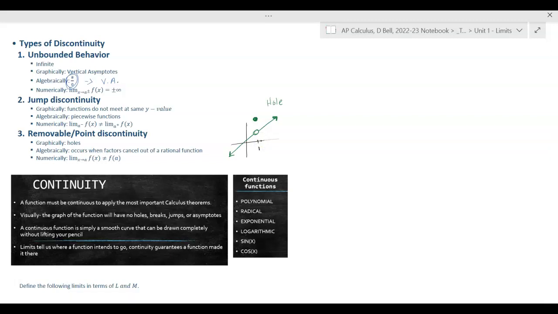Algebraically, it occurs when factors cancel out of a rational function. So, for example, if we had x minus 1 over x minus 1, and then maybe there's another extra x up here. Well, the x minus 1's cancel out, leaving a hole in the graph at x equals 1. So wherever that factor equals 0, and x minus 1 equals 0 at x equals 1.